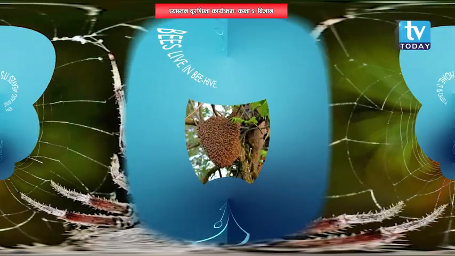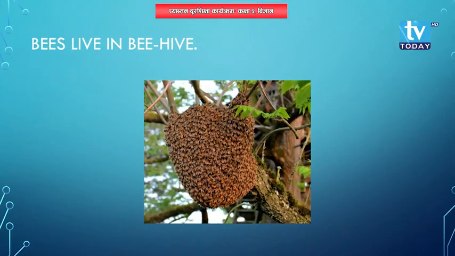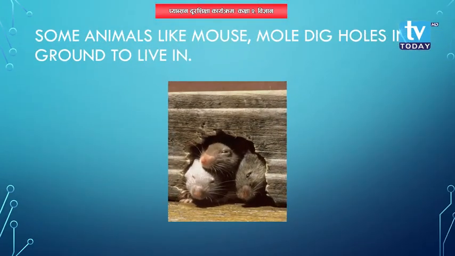Okay. Now the next picture. Can you identify the picture? The picture is of bees, insects. Bees live in a beehive. It is also created by themselves only. The home of bees is called a beehive, B-E-E-H-I-V-E.